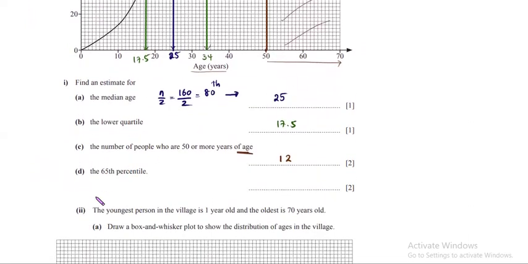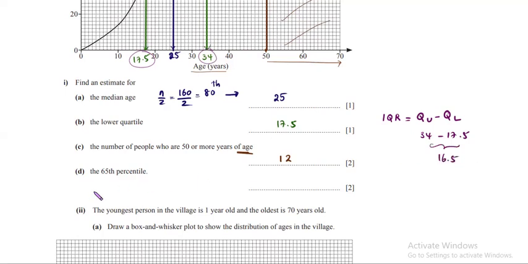Then the next question, before we move on to the 65th percentile, there's another question that I want to mention. Suppose we are asked to find the interquartile range. In that case, it's the difference between the upper quartile and the lower quartile. The upper quartile is this 34 and the lower quartile is 17.5. So we would find the difference between these two values to calculate the interquartile range. In this case, the interquartile range will be 16.5.